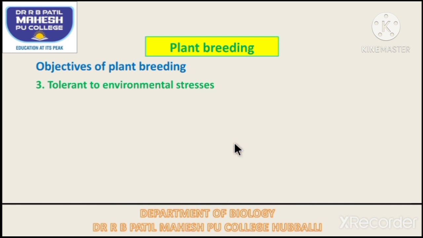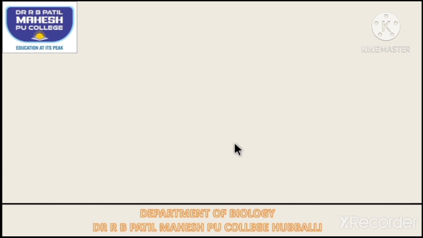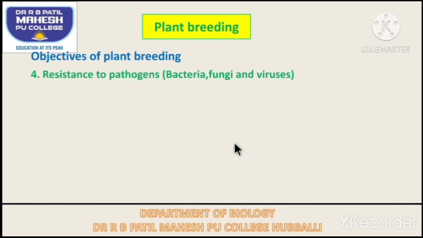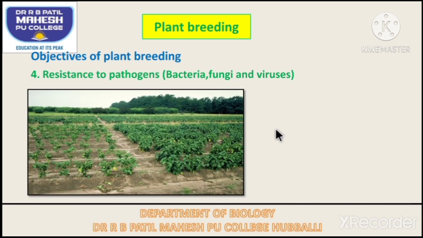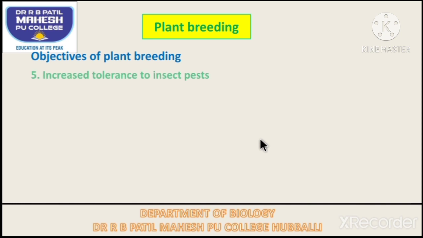We have made the plants resistant to all these characters. Then the fourth wish is resistance to pathogens. We have cultivated plants in such a way that they have become resistant to pathogens like bacteria, fungi and viruses. See here, two fields are shown in the image. One side is susceptible, so the growth is not thick, whereas on the other side the plant is resistant, so it is growing luxuriantly.